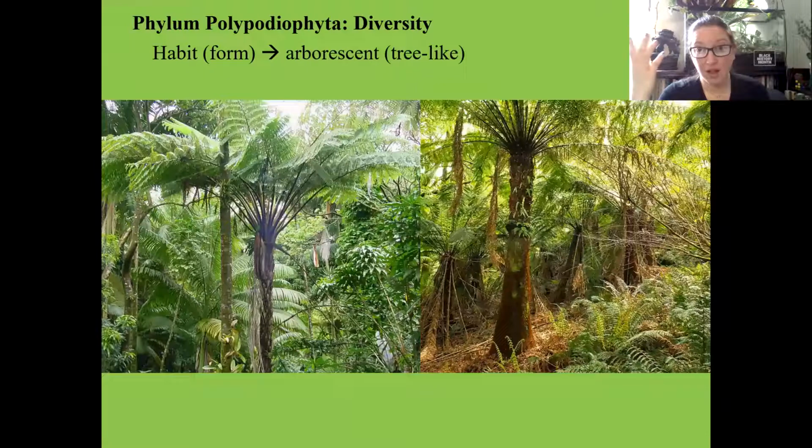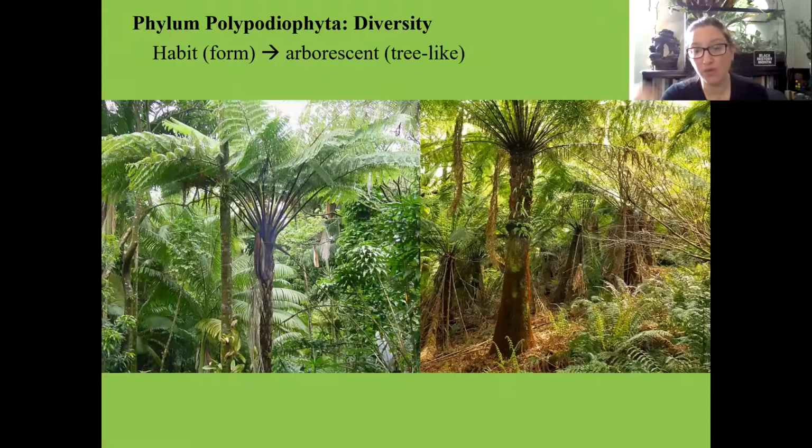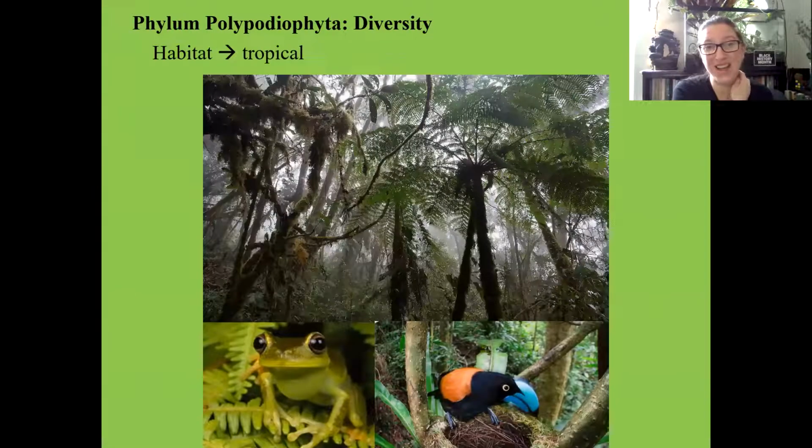Tree-like forms as well, as I mentioned already. And now, so that was habit or form, and now we'll talk a little bit about habitat. Habitat is where something lives. So for ferns, some of them have a really tropical habitat, like a rainforest or something like that.